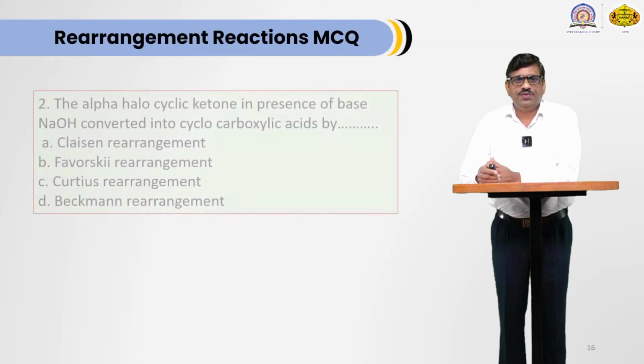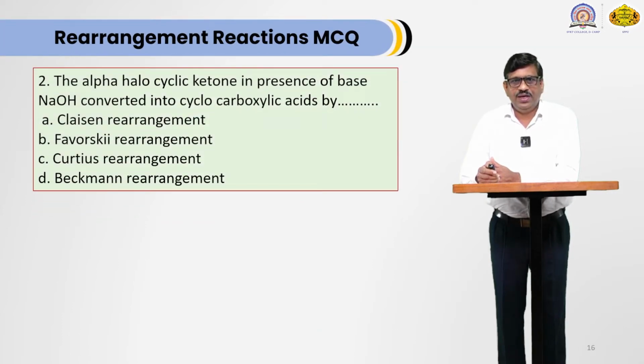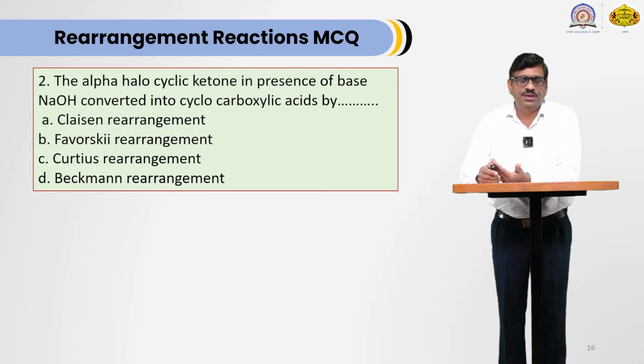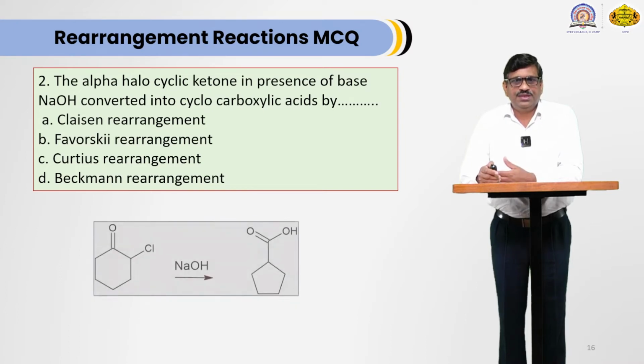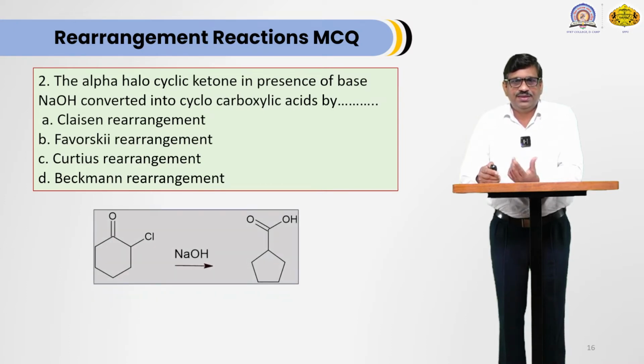Now second question. The alpha halo cyclic ketone in presence of base NaOH is converted into cyclic carboxylic acid by dash dash rearrangement. For solving such type of question, you should remember the starting material which is required for various rearrangements. And we know that alpha haloketone is the starting material of the Favorskii rearrangement. That's why Favorskii rearrangement is the correct option, and this is the reaction.